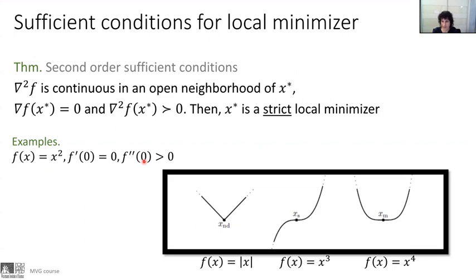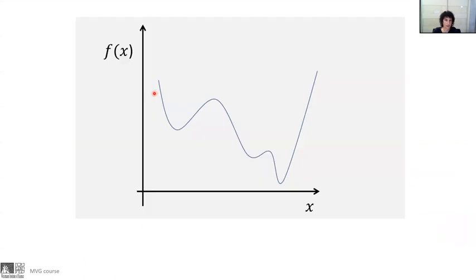But there are some other cases that we discussed before. For example, here we have something which is not differentiable, and we still have a strict local minimizer. We discussed before f(x) equal x to the cube, and here, for example, f(x) equal x to the fourth, and we have a strict local minimizer, but it does not obey the sufficient condition. So just to be sure that this is not necessary and sufficient, we have cases from this side and this side, okay?